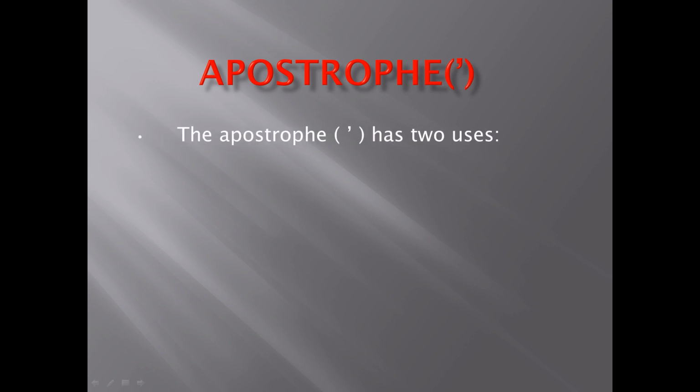The apostrophe has two uses. We use it in possessives and we use it in contractions. In our grammar lesson today, we will talk about only the first use of the apostrophe, how to use it in the possessives. Okay, and I will tell you in detail what we mean by possessive and possession.